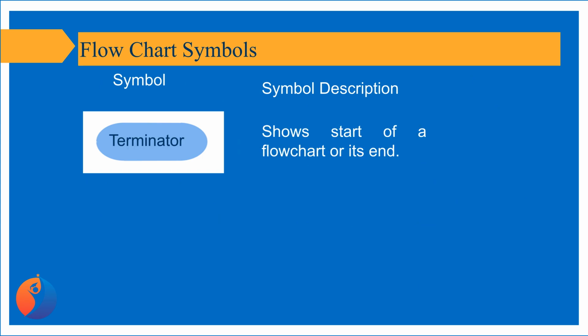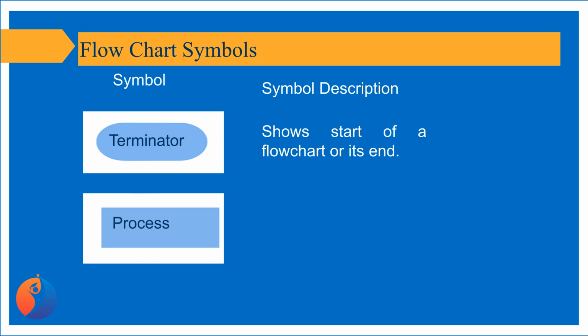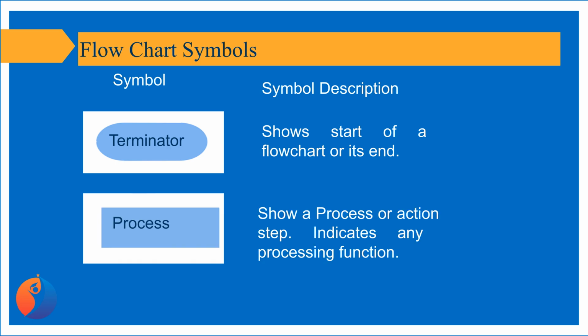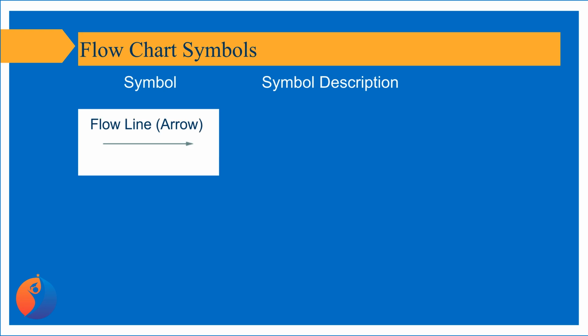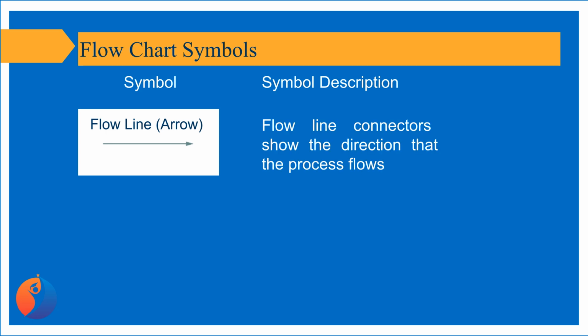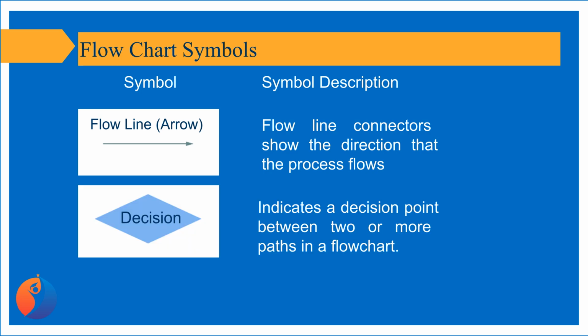Terminator. Shows start of a flowchart or its end. Process. Show a process or action step. Indicates any processing function. Flow line, arrow, connector. Flow line connectors show the direction that the process flows. Decision. Show a process or action step.